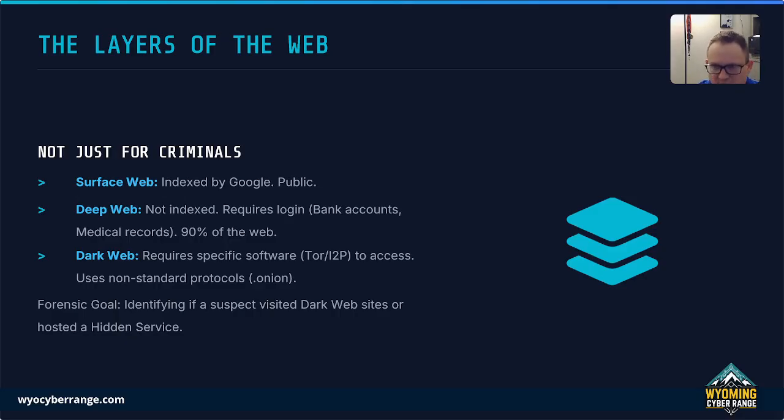Finally, the dark web requires specific software like Tor or I2P to access and relies on non-standard protocols like the .onion protocol. As forensic investigators, our goal isn't just targeting criminals, but identifying if a suspect visited the dark web or hosted a hidden service.